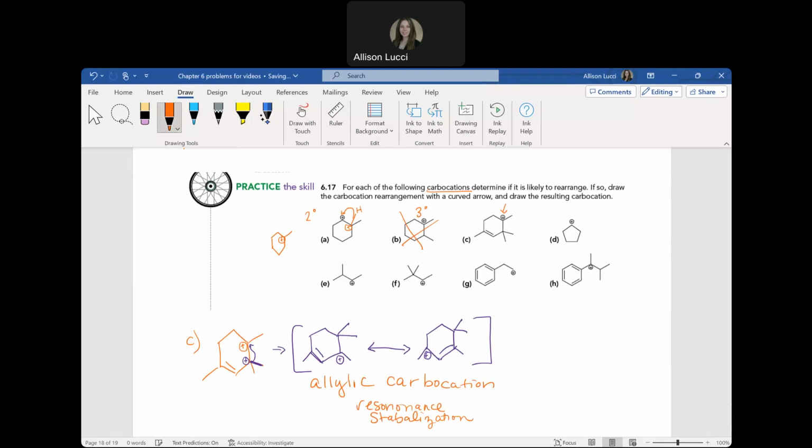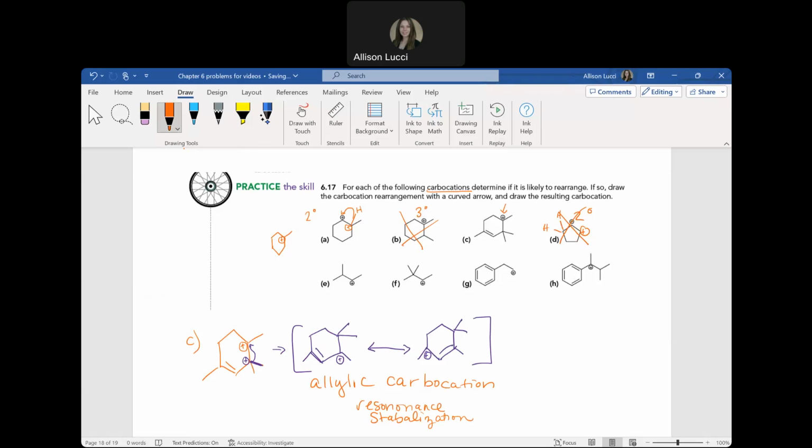Okay, so let's take a look at example D here. This is a secondary carbocation, but there's no way for a rearrangement to occur. Even if one of these hydrogens was to perform a hydride shift, we would still have a secondary carbocation on any of these carbons. So that rearrangement cannot occur.